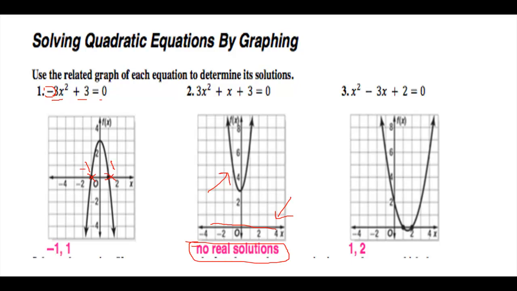And next one, x power 2 minus 3x plus 2 equals 0. The coefficient of x power 2 here is positive, so it's going to be, of course, minimum. So where is the solution? The solution will be 1 and 2.